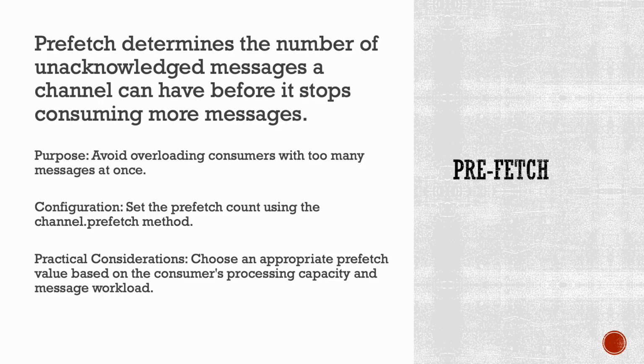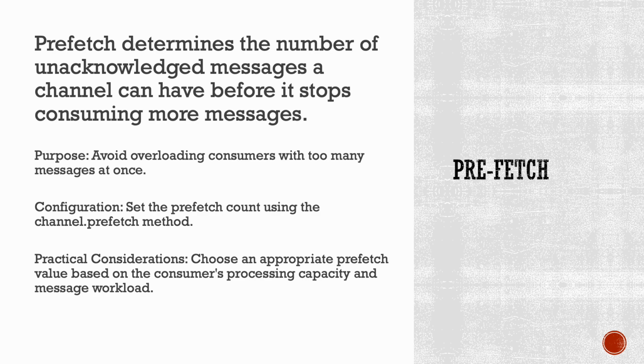Prefetch refers to the ability to limit the number of unacknowledged messages that a channel can have before it stops consuming more messages. Here are the key points to understand about prefetch configuration. Purpose. The purpose of prefetch is to avoid overloading consumers with too many messages at once. By setting a prefetch limit, we can control the number of messages that a consumer can prefetch and process at a given time.